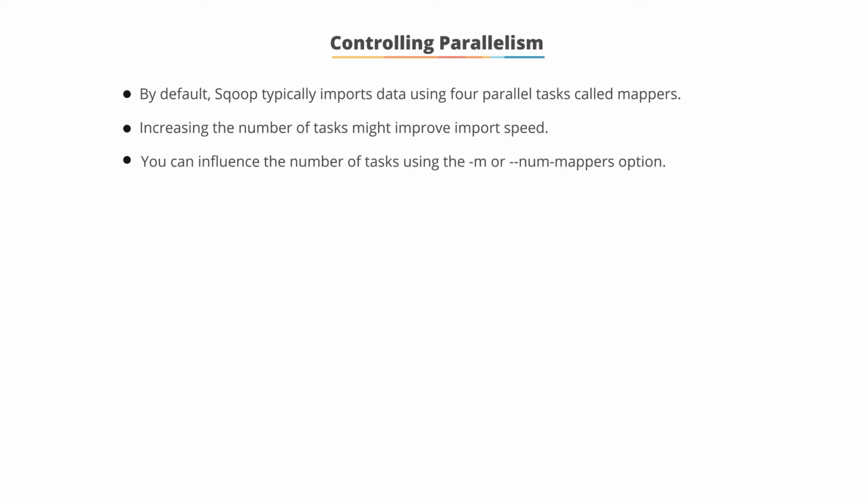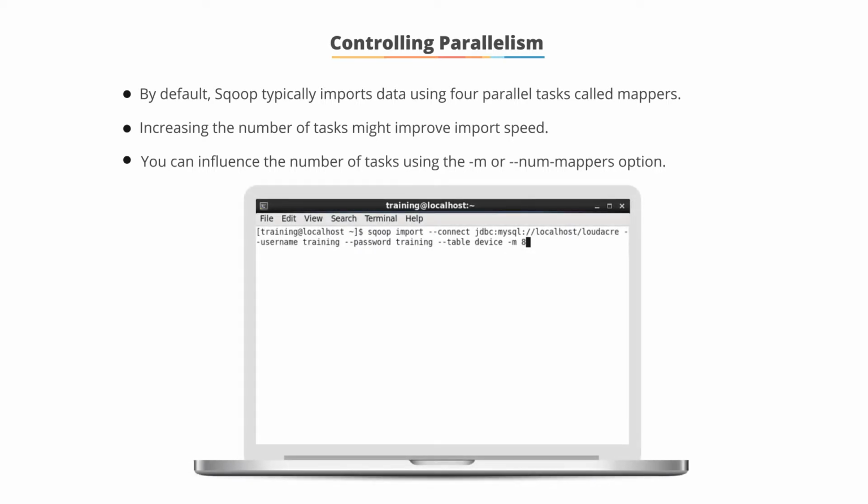Sqoop views this only as a hint, however, and might not honor it depending on other parameters operating within the system. In this example, we see parallelism being set to 8. The Sqoop import command is again using a connect to the MySQL database Loudacre with the username and password. The table is called device, and the additional parameter -m indicates the number of mappers, in this case 8.